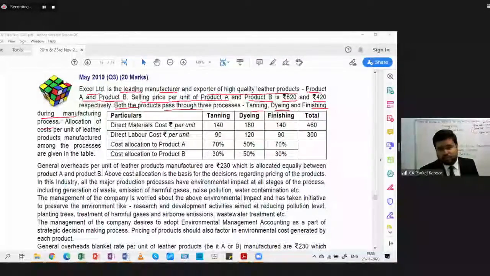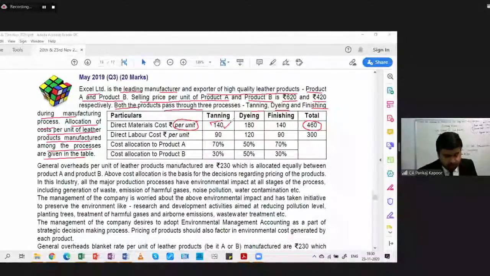During the manufacturing process, allocation of cost per unit of the leather product manufactured among the processes is given in the table. So in order to produce per unit of a leather bag, how much material is applied? Material of 460 rupees is applied. In the first process, tanning, material of 140 rupees is applied. In the second process, material of 180 is applied. In the third process, material of 140 is applied.